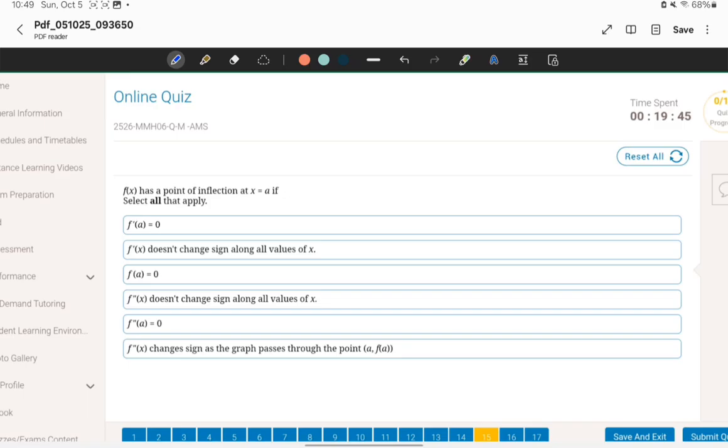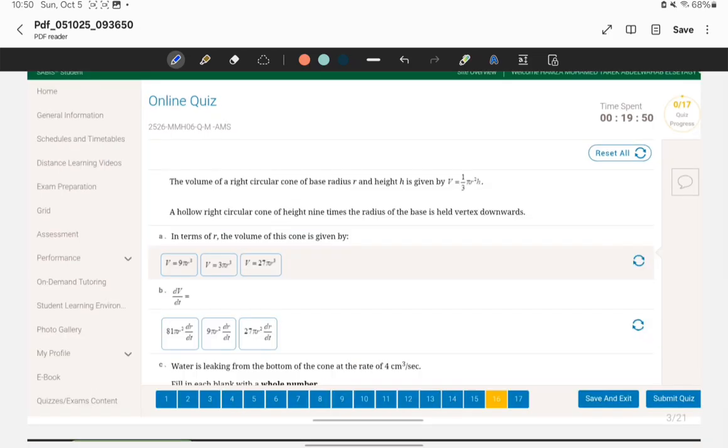Number 15, this one is memorization. I can't really do much to help you here. It's just these two. Okay, just memorize these two. It's not much to memorize, just like the definition of a point of inflection.